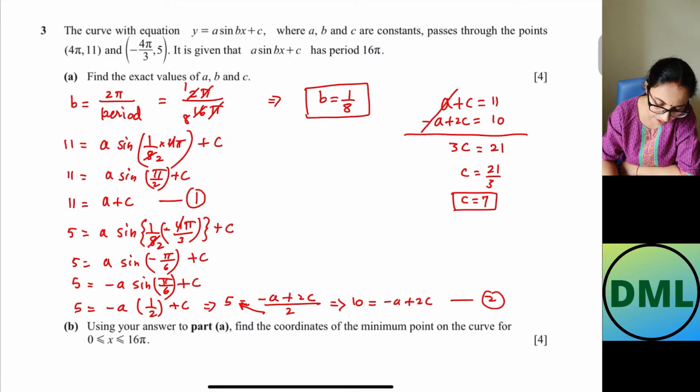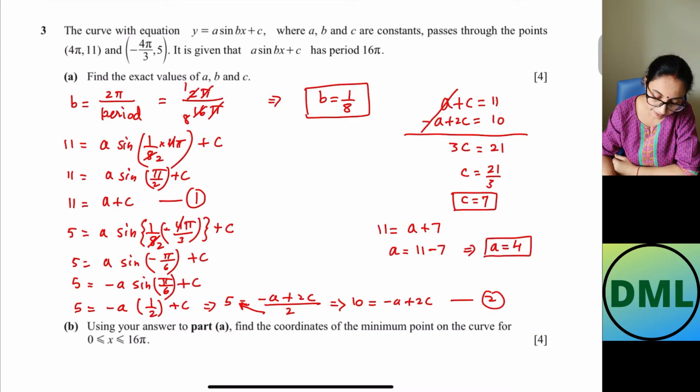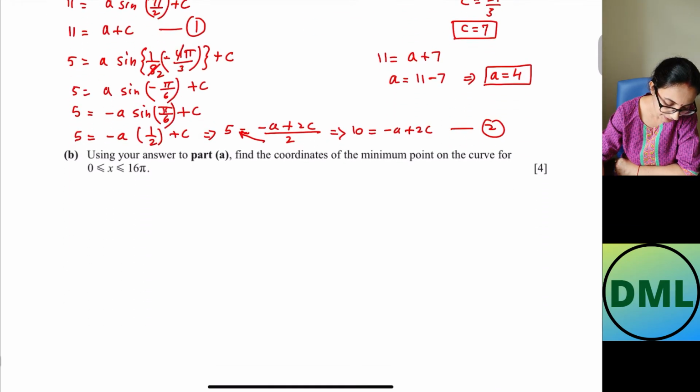If I substitute this value for C in equation number 1, I will get 11 is equal to A plus 7. So A will be given by 11 minus 7. This will be given as A is equal to 4. That will be my answer for A. Our A value is 4, B value is 1 over 8 and C value is 7. Let's see the second part here.